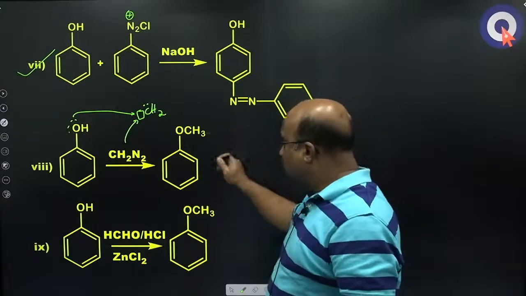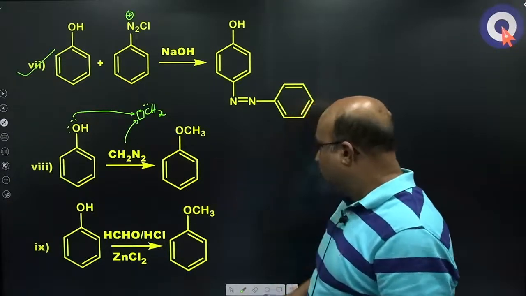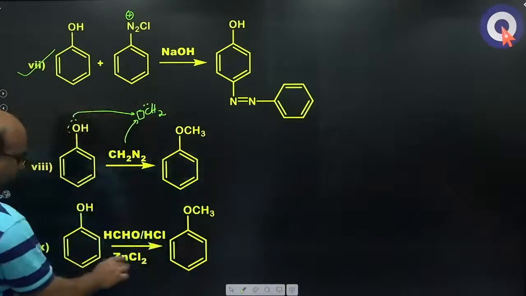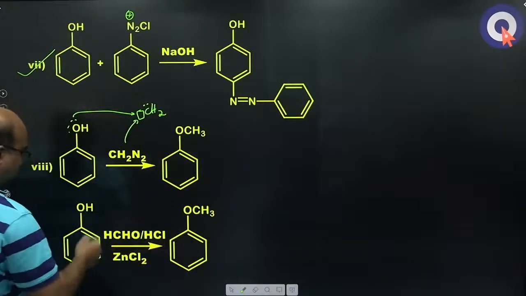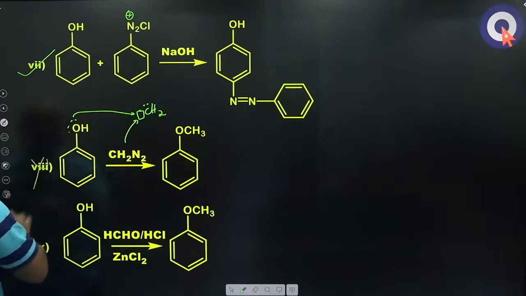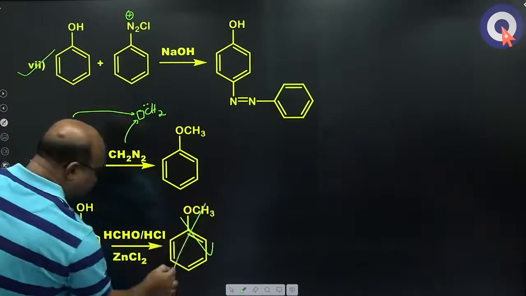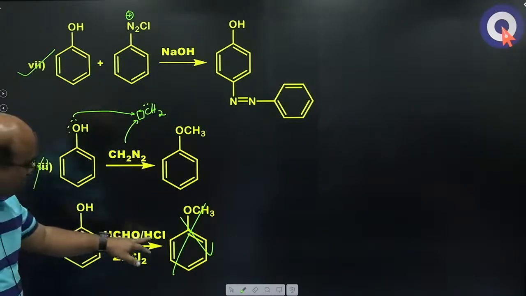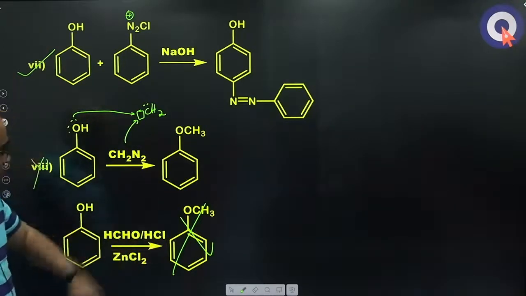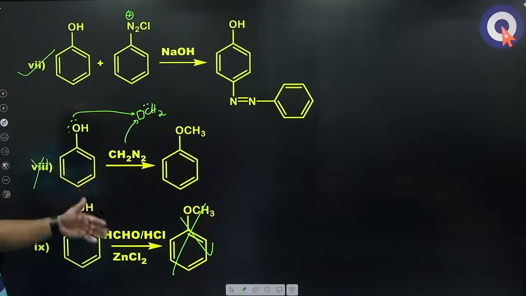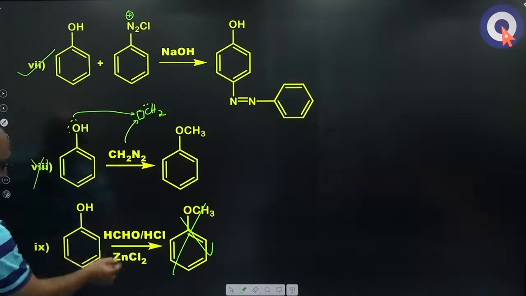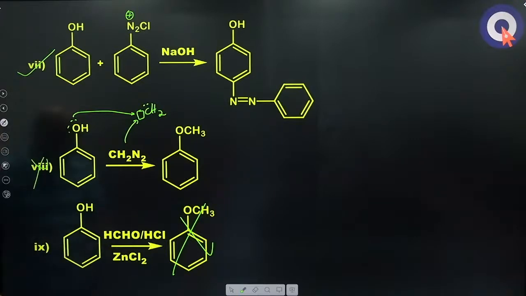So this is also a nucleophilic substitution. Clear? There is some problem with this, I think, because he gave this something and this has to be like this. If it is taken, this product is wrong, sorry. So HCHO, HCl, ZnCl2. Now what does this result in, if you see.